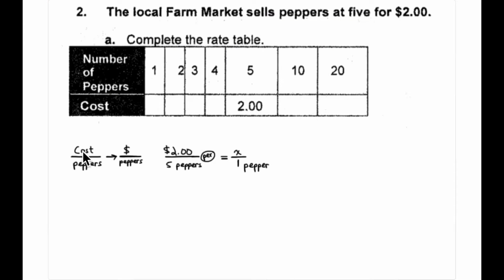In the second problem, a market sells peppers at a cost of $2 for 5 peppers. So cost per peppers, $2 per 5 peppers. Now you go to that market, you pick out 5 peppers, you go to the counter, they're going to tell you that the cost is $2. The unit cost is how much a single pepper, which is the unit in this case, costs. That's the unit price or the unit cost.